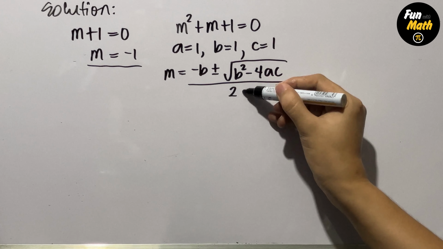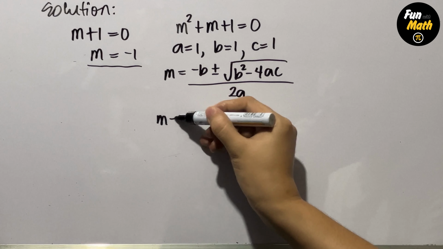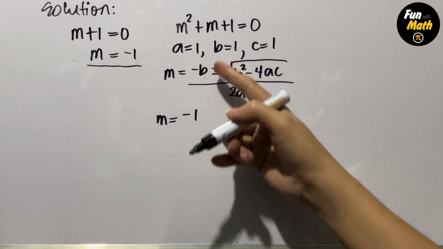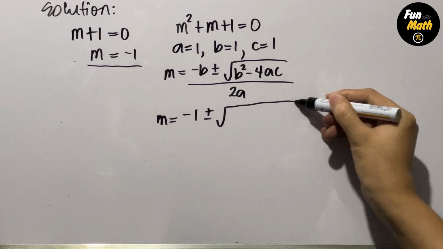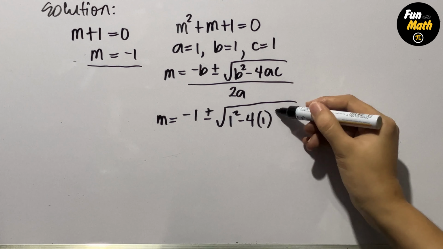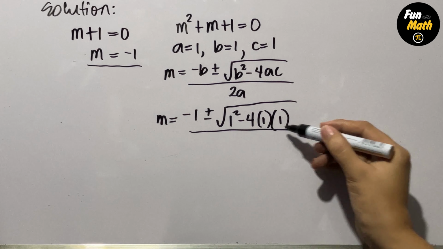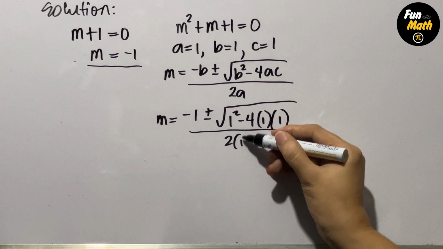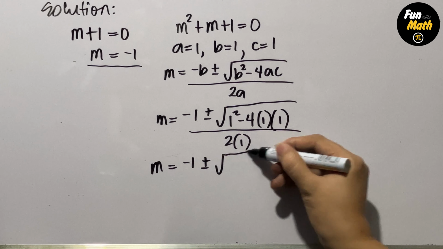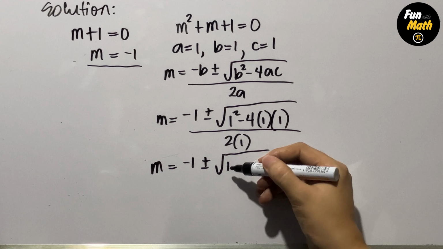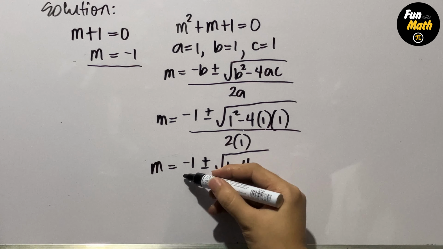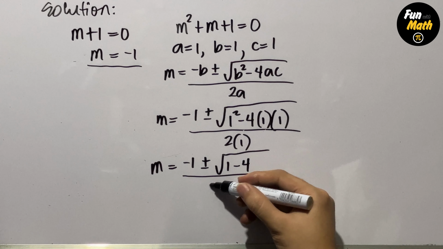all over 2a. And then m is equal to negative times b, that is 1. So negative 1, plus or minus the square root of 1 squared minus 4 times 1 times 1, all over 2 times a, that is 1. And then m is equal to negative 1 plus or minus the square root of 1 squared, that is 1, minus 4 times 1 times 1, that is negative 4 or minus 4, all over 2 times 1, that is 2.